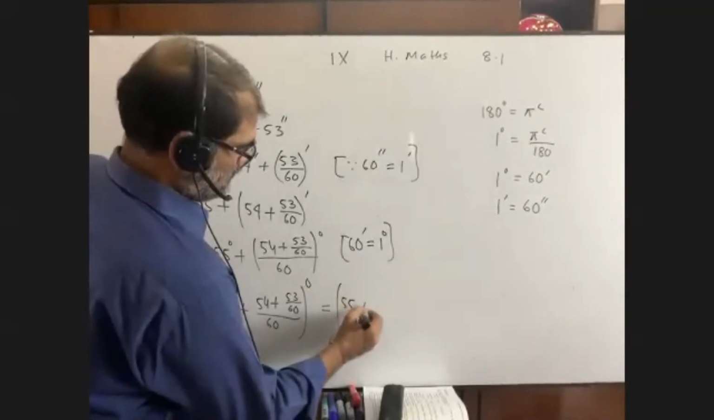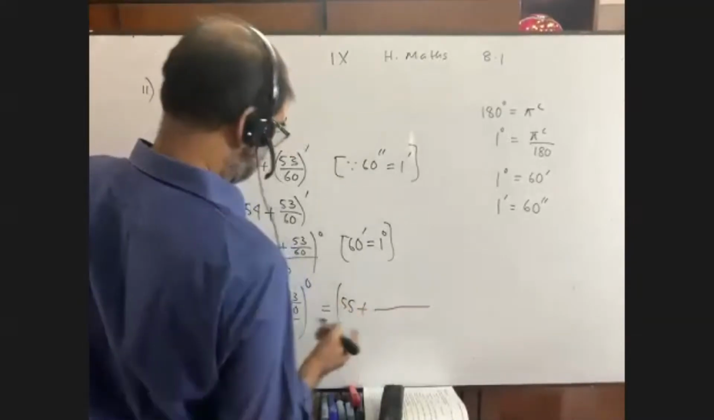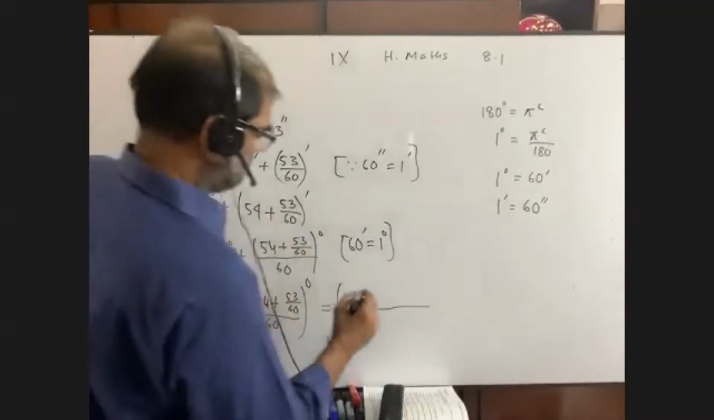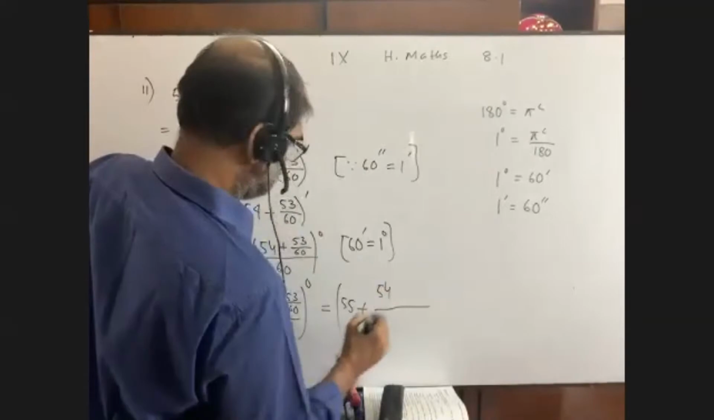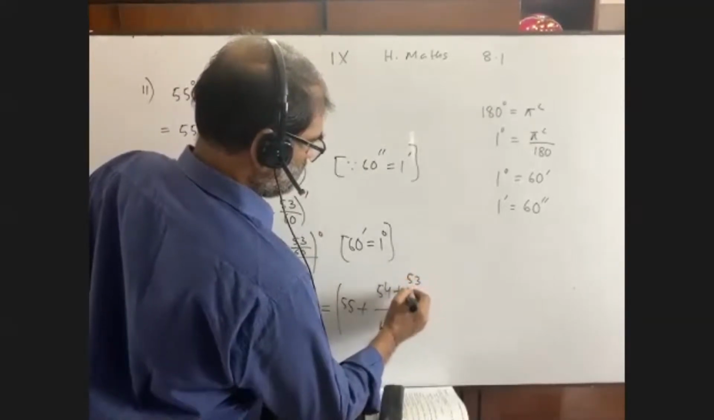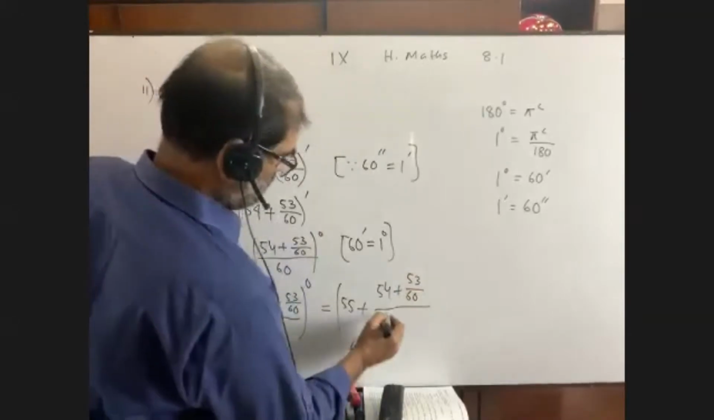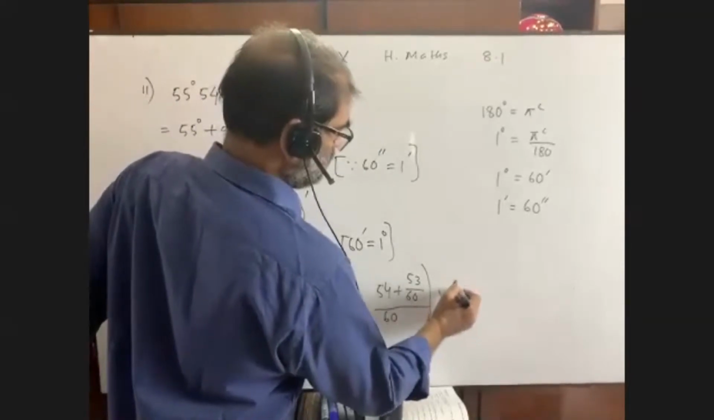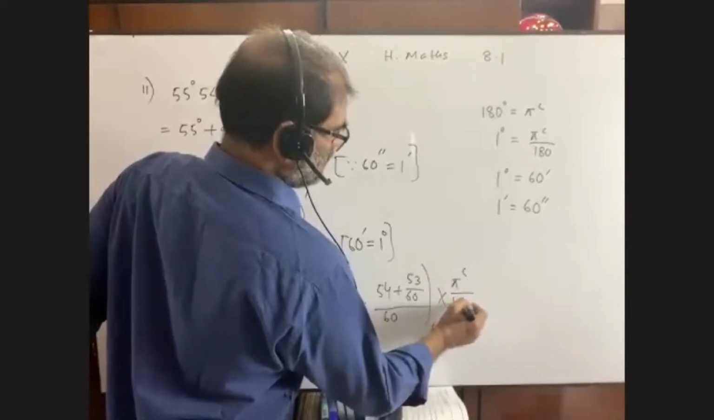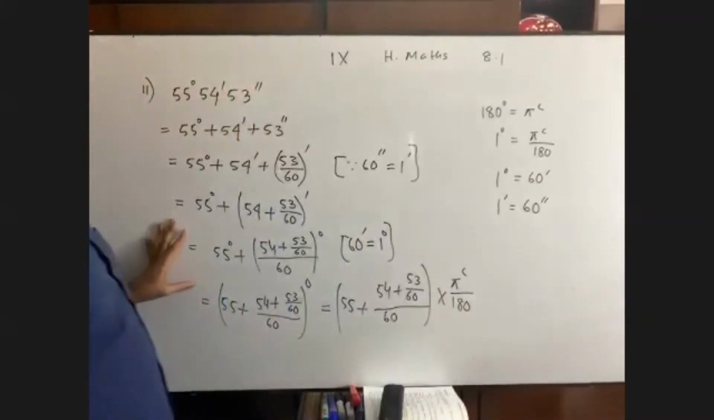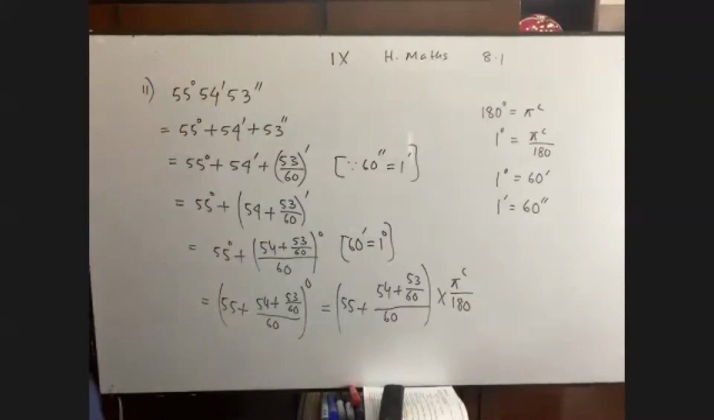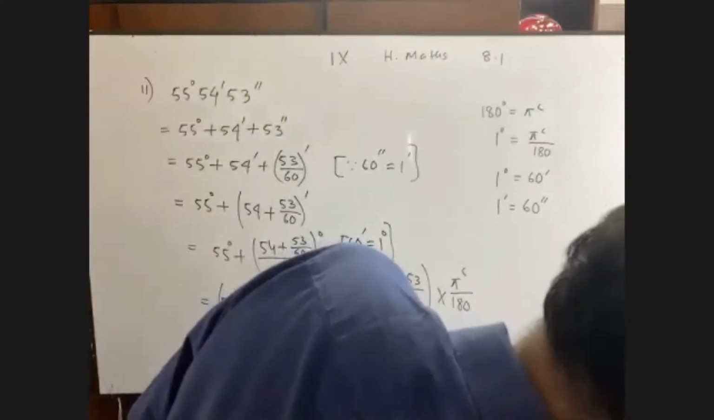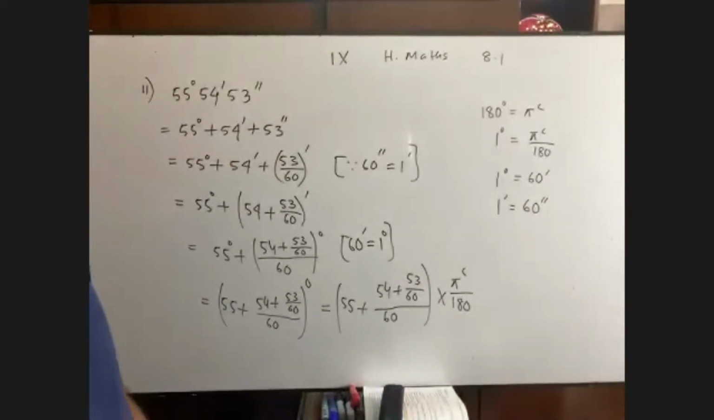That means we can write here 55 plus, actually I'm not going to do any calculation, okay? I'll calculate at last. 54 plus 53 by 60 divided by 60. 1 degree equals to what? Pi radian by 180. Now you calculate using pi as 3.1416 and let me know the result. You put pi equals to 3.1416. How you will calculate? You see.